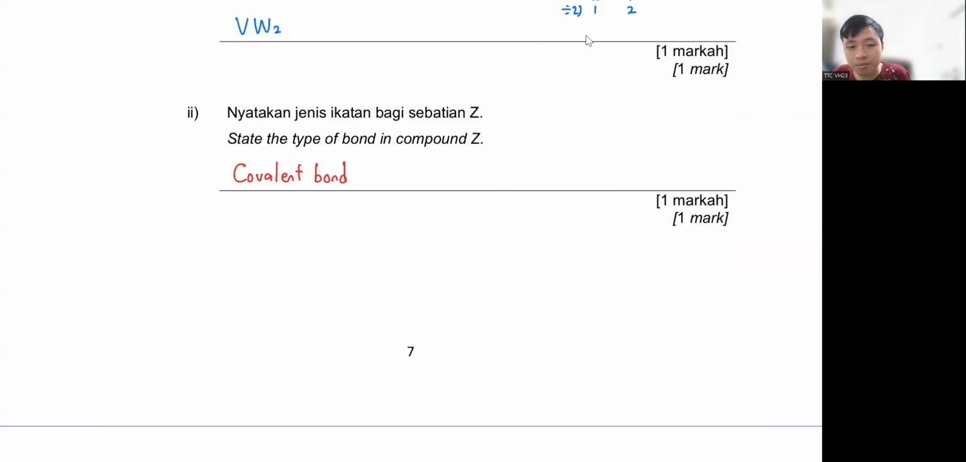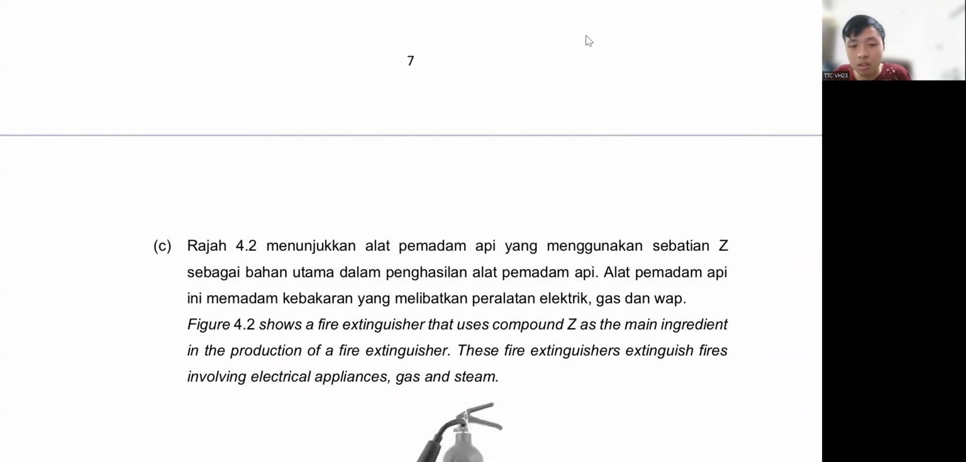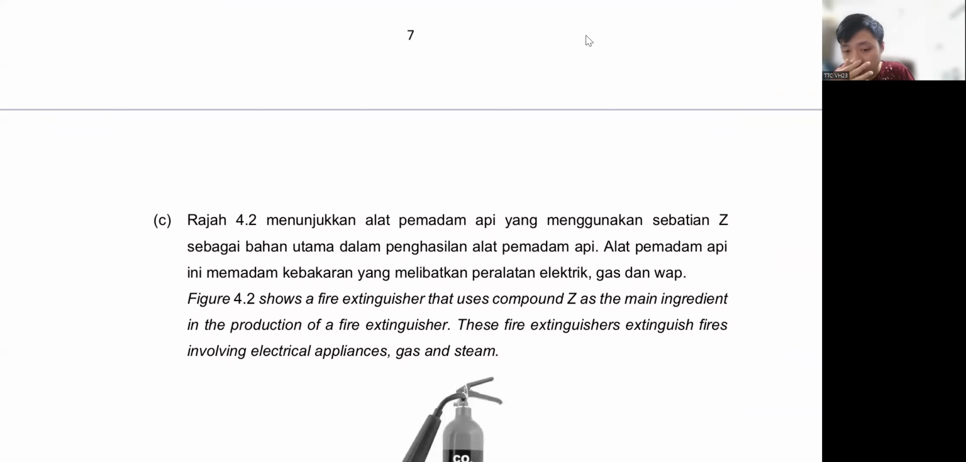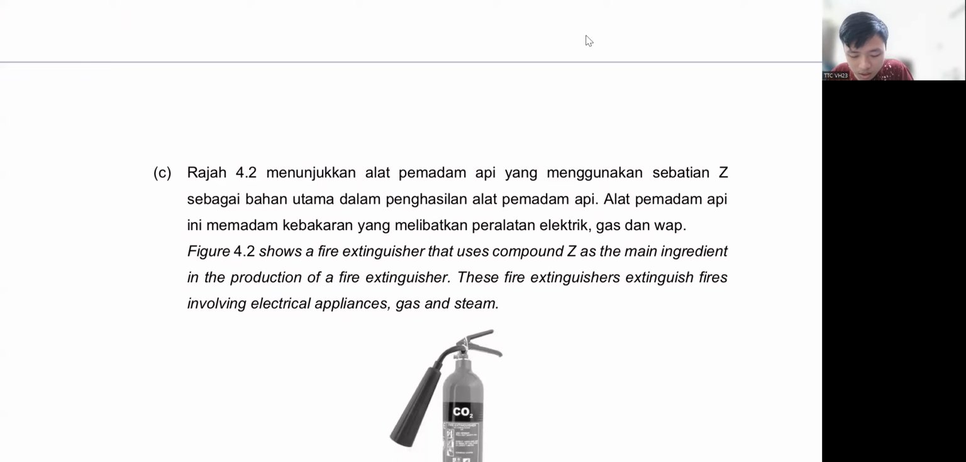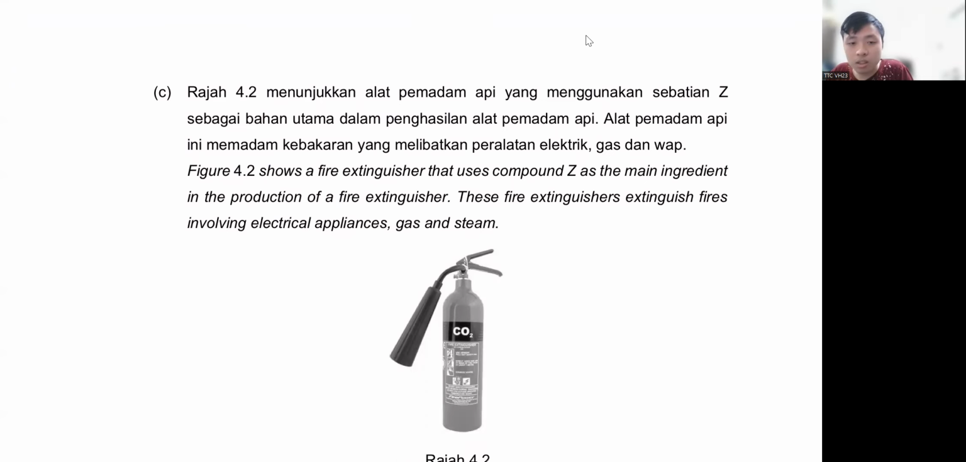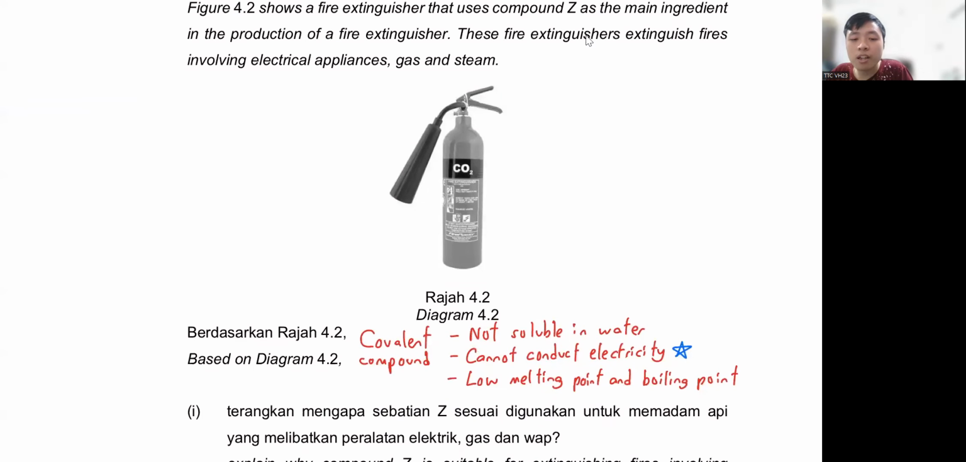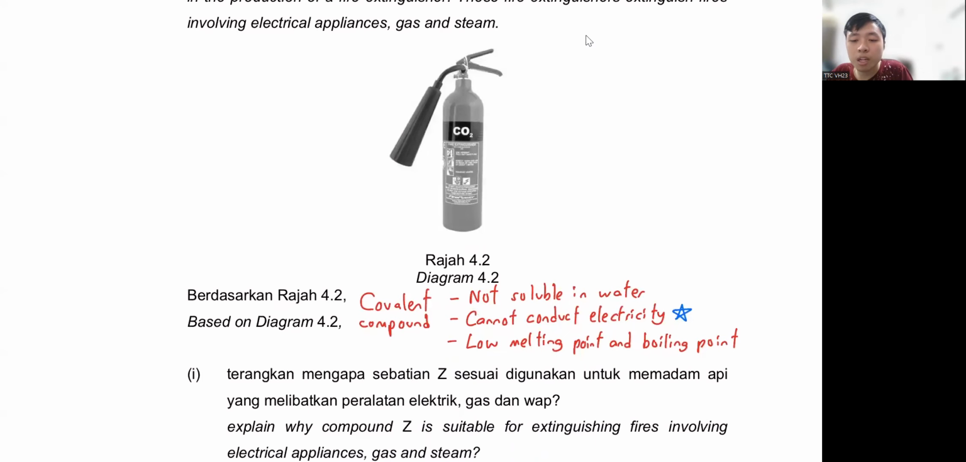Now, C, fire extinguisher. Figure 4.2 shows a fire extinguisher that uses compound Z as the main ingredient in the production of the fire extinguisher. This fire extinguisher extinguishes fires involving electrical appliances, gas, and steam. Then they ask you, explain why compound Z is suitable for extinguishing fires involving electrical appliances, gas, and steam.